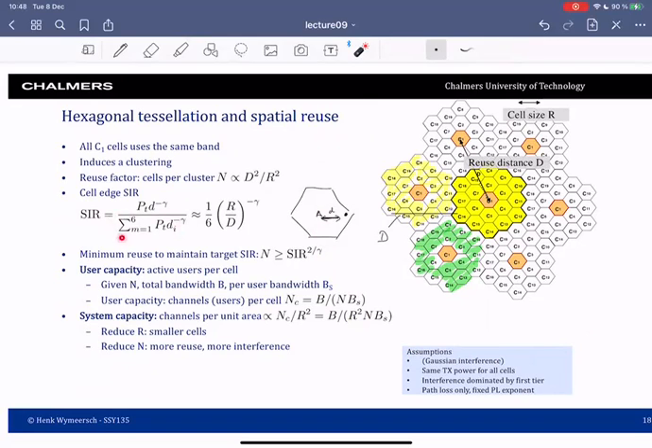Good, and then the interference caused by those 6 cells with the same frequency is given by this expression. So again, transmit power times the path loss, and here we have D_i, which is this distance here, this big D. Then we can plug in the expressions for this distance and the distance to the first cell, and we find this. So it's 1 over 6, and the 6 is because we have 6 interfering base stations, the ratio of the cell size over the reuse distance, and then here we have the path loss. So now we can change the signal to interference ratio by playing with R and D.